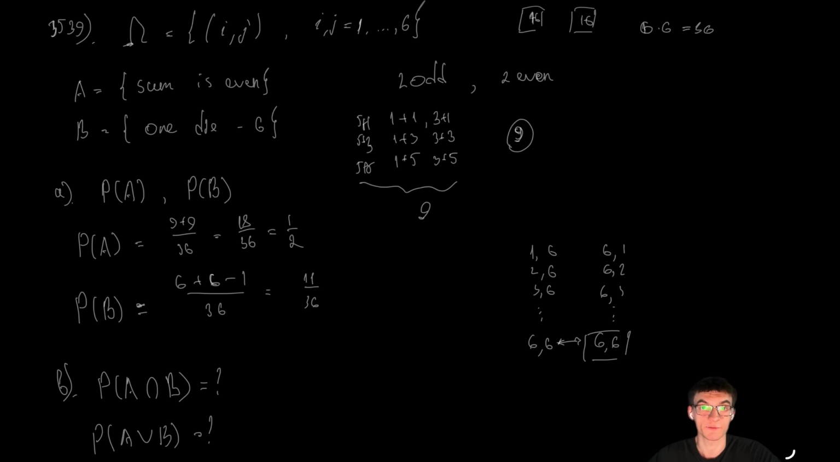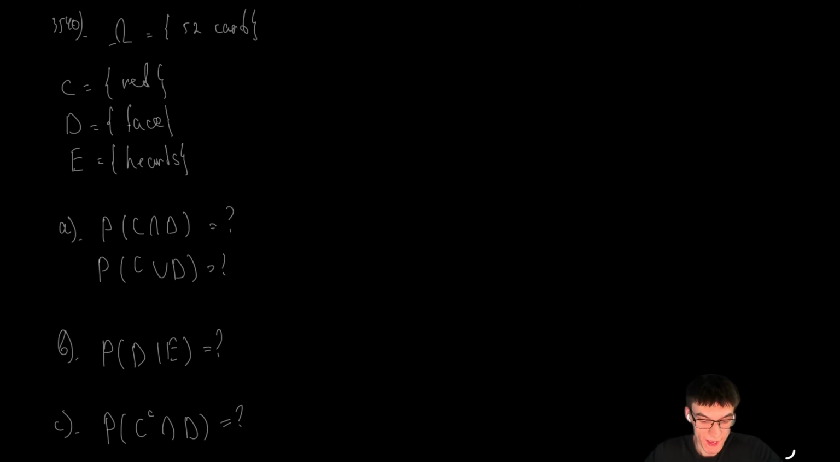Now let's try to tackle the second problem. The second problem states that we have a deck of 52 playing cards, and we have 3 possible outcomes. The outcome C states that we have a red card, which can be a heart or a diamond, so we have 26 possible outcomes here. The event D is the face cards, a jack, queen, or king, which in 4 suits gives us 4 times 3, 12 possible outcomes. And the event E is basically having a heart, which is 13 possible outcomes.